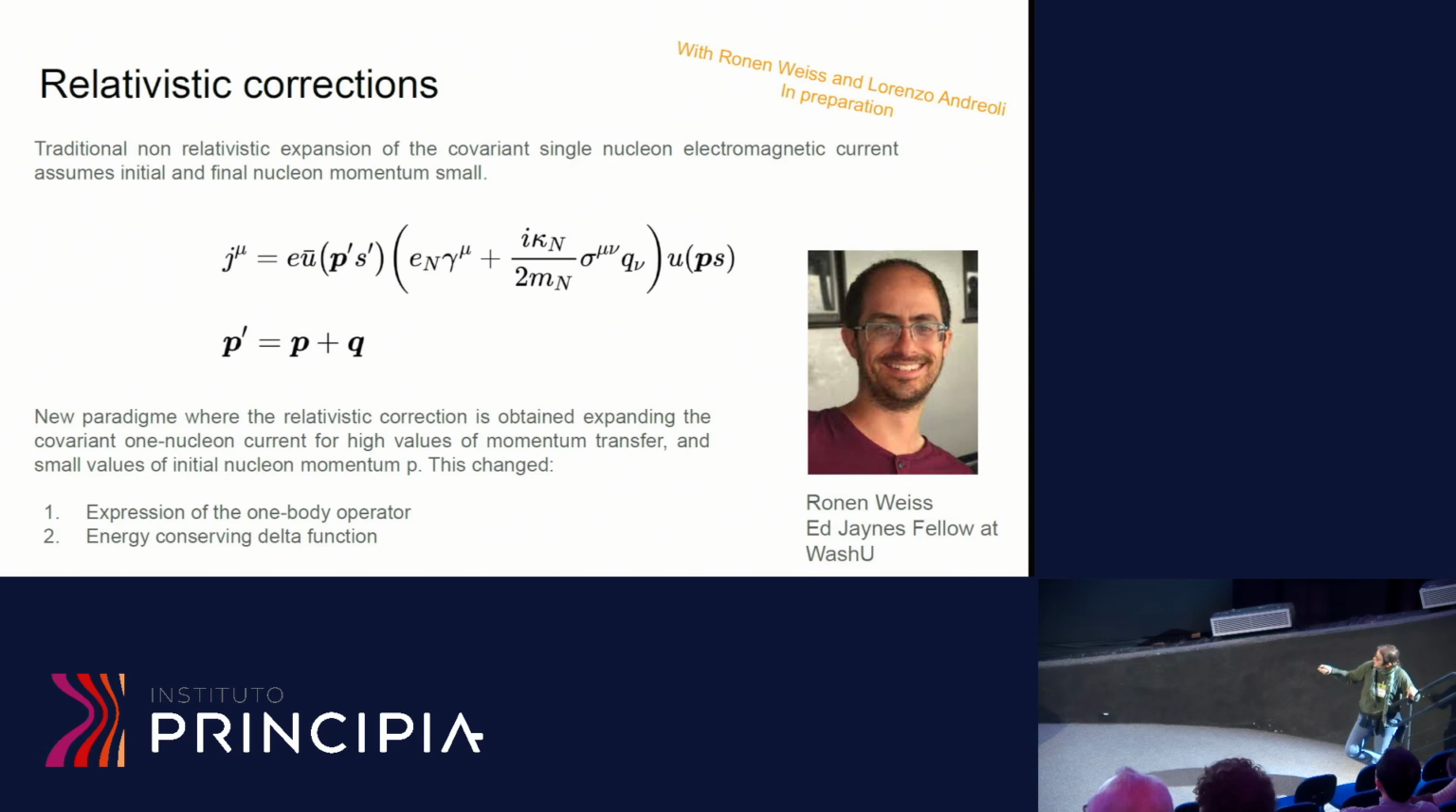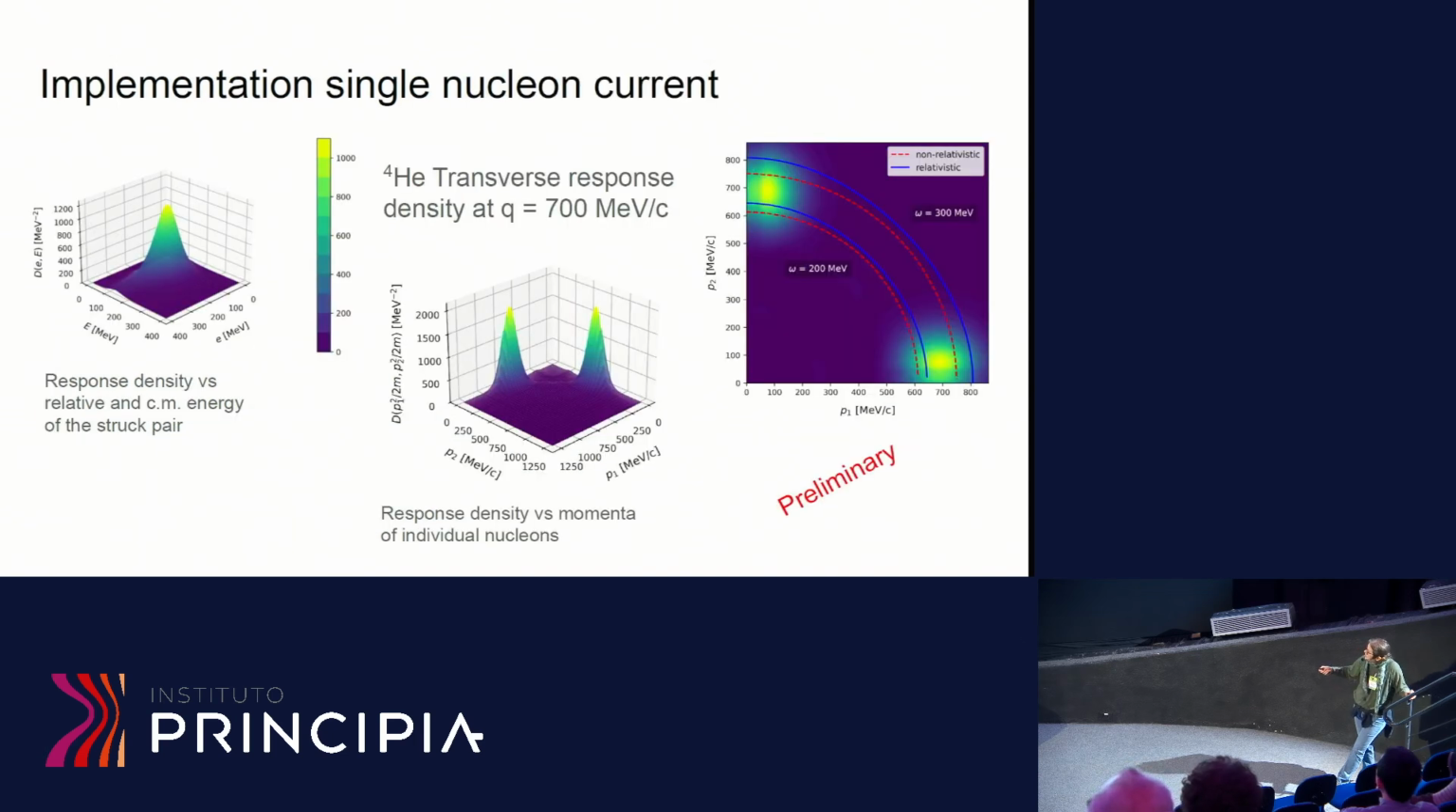So that's the development. That, of course, led to a different expression for the one-body operator, and also a different energy-conserving delta function, because now you are in a relativistic approach. So this is all preliminary, but in order to incorporate the new one-body operator, the first step was to move from relative and center-of-mass energy to momenta of nucleon 1 and momenta of nucleon 2. So that's the two peaks emerging from that.